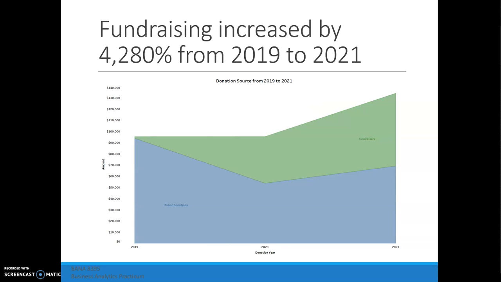Next, I wanted to see what the main sources of donations were. So it started off being mainly driven by public donations, a little bit over 90,000 in public donations in 2019. Then, as you can see, it got a lot closer over time. So the fundraising increased by 4,280% from 2019 to 2021.